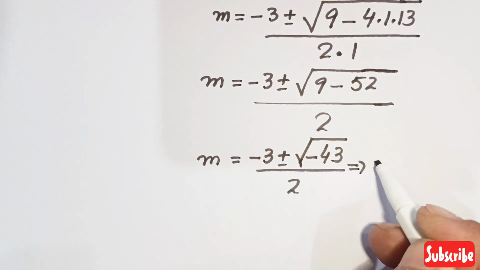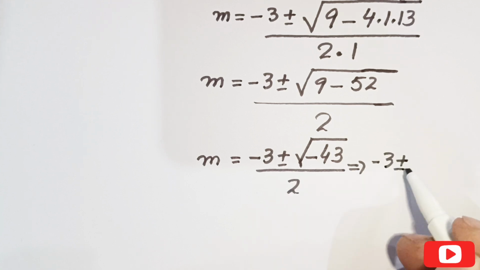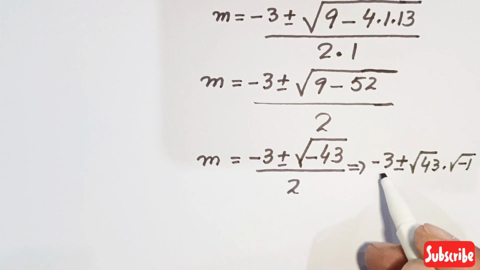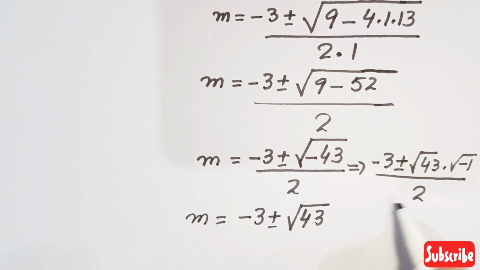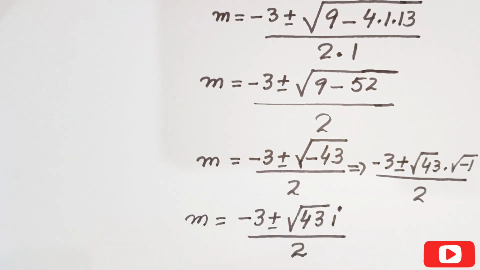Here we can write this step as minus 3 plus minus, 43 can be written as square root of 43 times square root of minus 1, all over 2. Now m is equal to minus 3 plus minus square root of 43 times square root of minus 1, which is equal to i, all over 2. So it is our value of m.